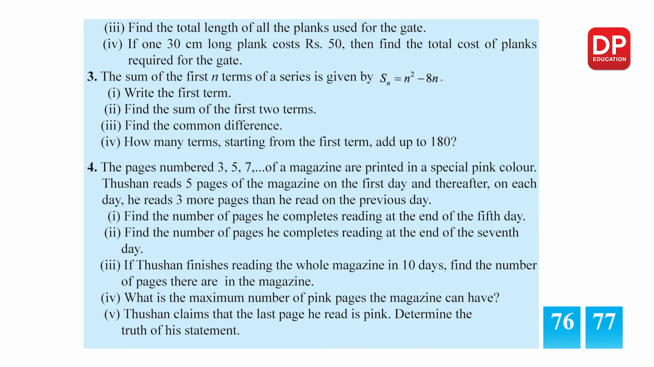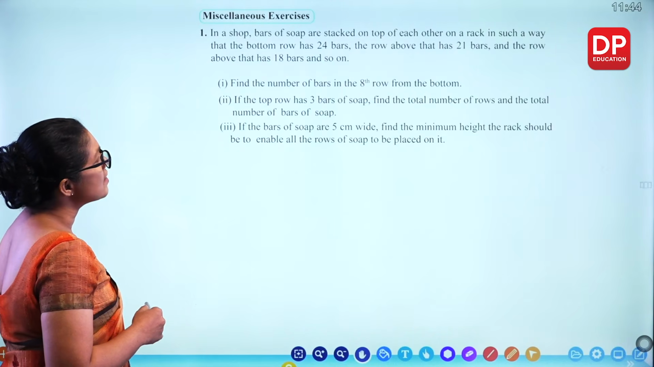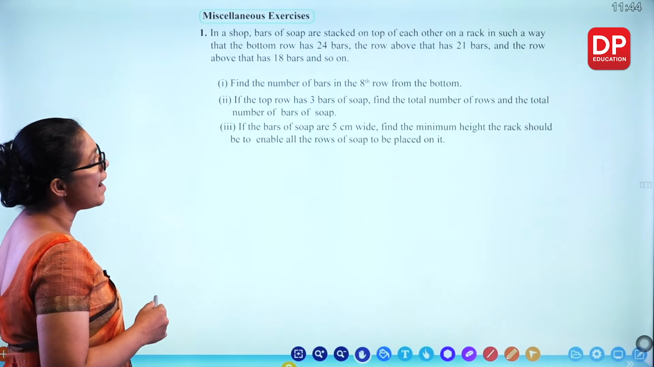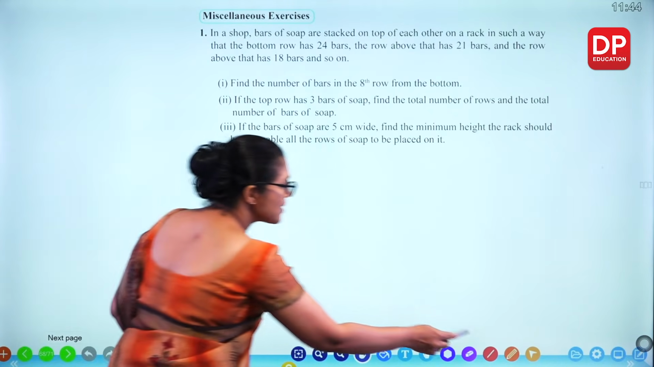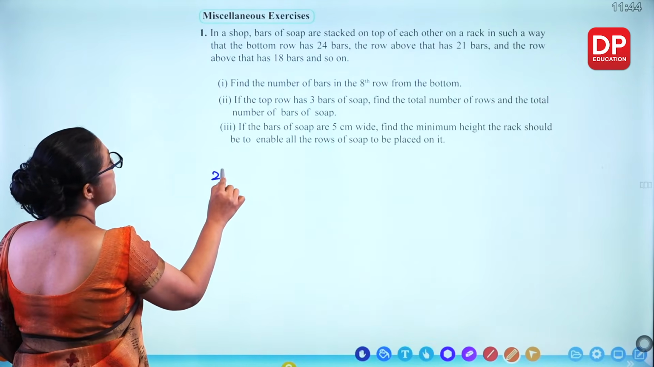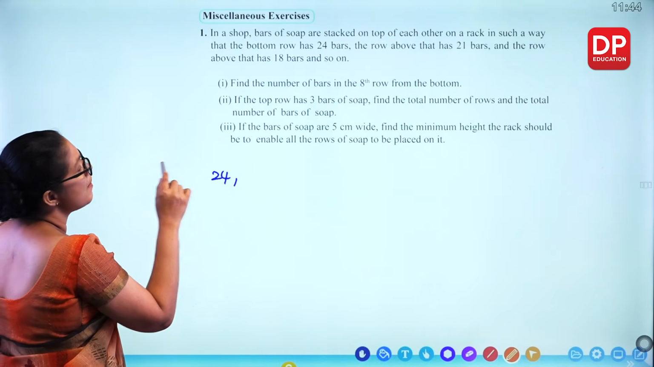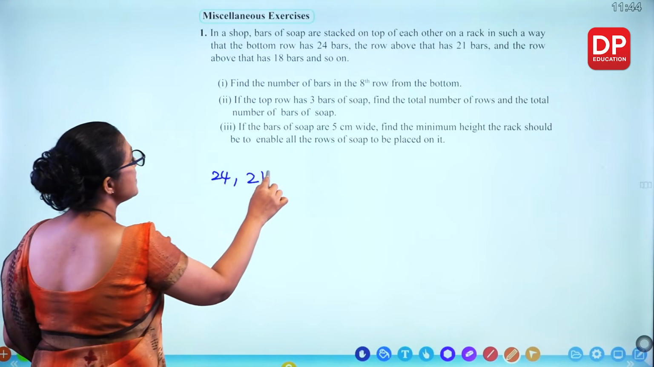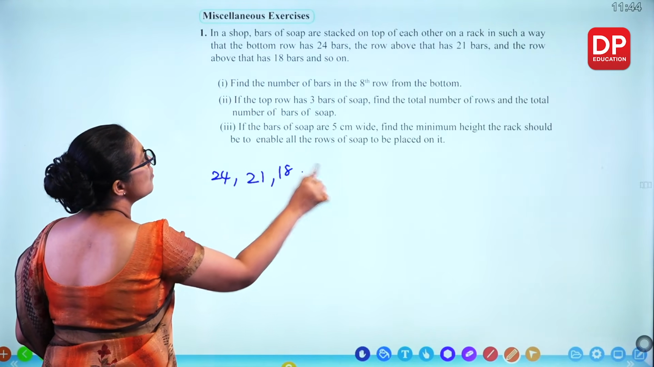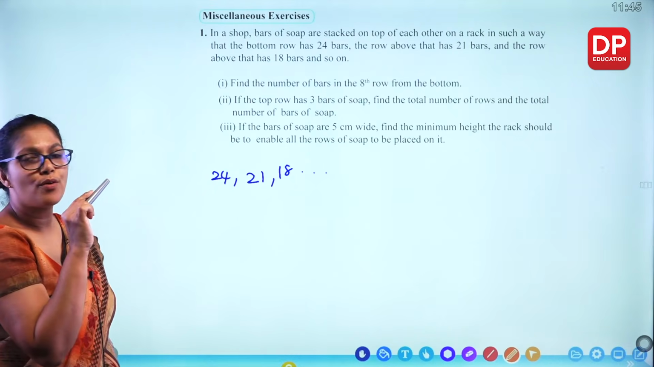Miscellaneous exercise. In a shop, bars of soap are stacked on top of each other on a rack in such a way that the bottom row has 24 bars. The row above that has 21 bars and the row above that has 18 bars and so on. Find the number of bars in the 8th row.